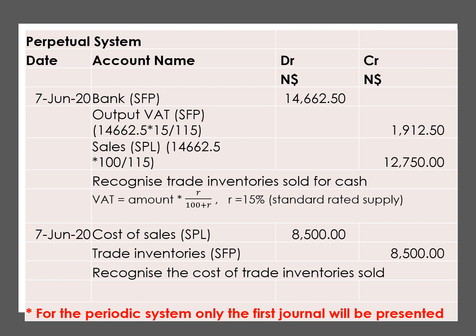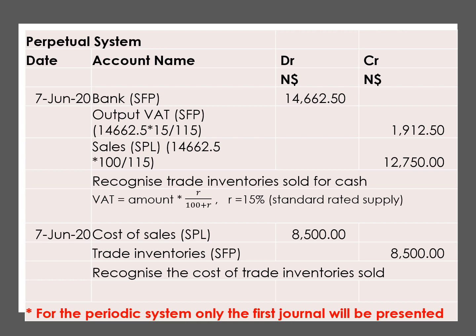Under the perpetual inventory system, an adjustment has to be made to inventory each time inventory is bought or sold. Therefore, a journal entry is recorded or passed to record the movement of inventory. The journal entry will be to debit the cost of sales with the cost price of inventory, which was N$8,500, and credit trade inventories with N$8,500.